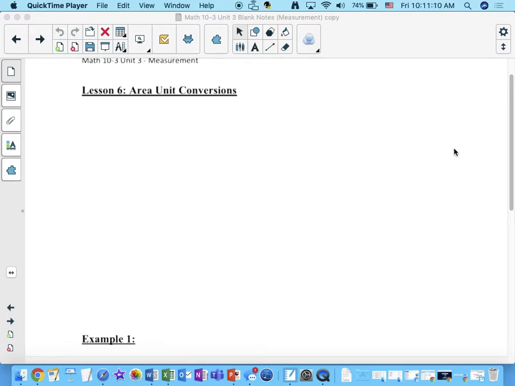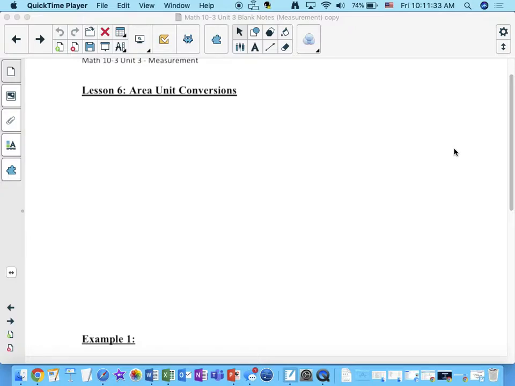So we should be on page 14. You should also have your formula sheets out in front of you as well, because that's also going to be an important thing to have. We're going to continue talking about unit conversion today, but we're also going to do a different type of unit conversion. Okay?